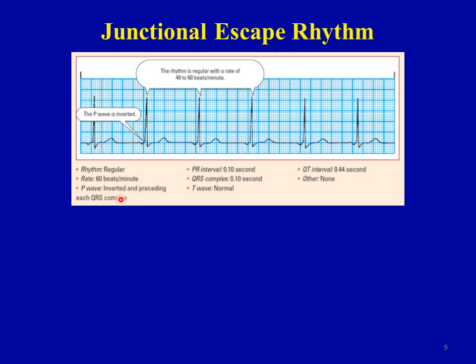The P waves are inverted, as we can see here, preceding the QRS complex. The PR interval is shorter than normal, 0.10 seconds. The QRS complex is within the normal range. The T waves are normal, so the ventricular electrical activities are quite normal. The QT interval, again, is within the normal range.